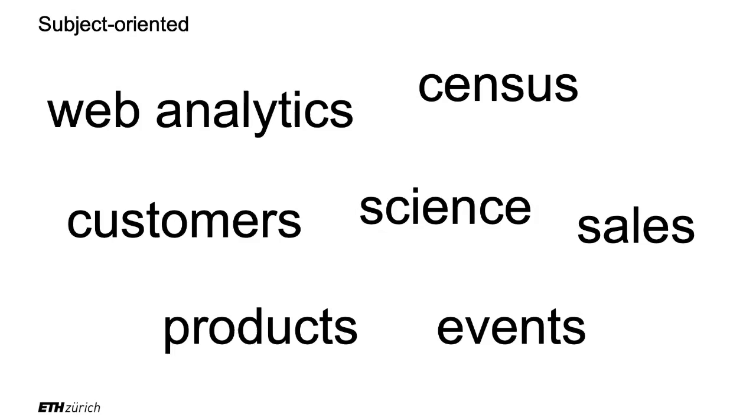So the idea, there's 4 adjectives to characterize OLAP. The first one is that it's subject-oriented. It's just a fancy way of saying that usually when you run business analytics on OLAP, you have a very specific goal in mind. For example, you're looking at your sales data of your company, or you're looking at your customers, or you're looking at scientific data for CERN, for example, or you're looking at census data in the US.